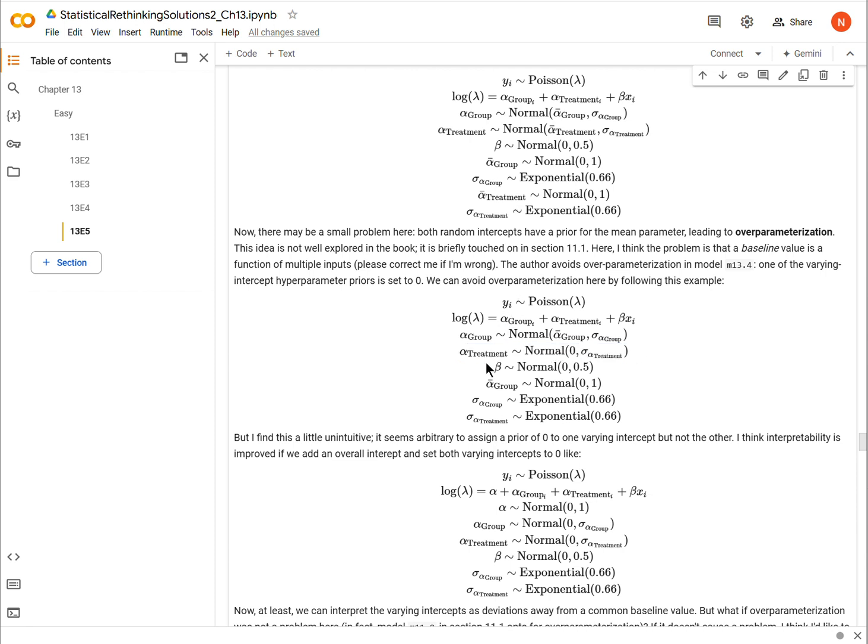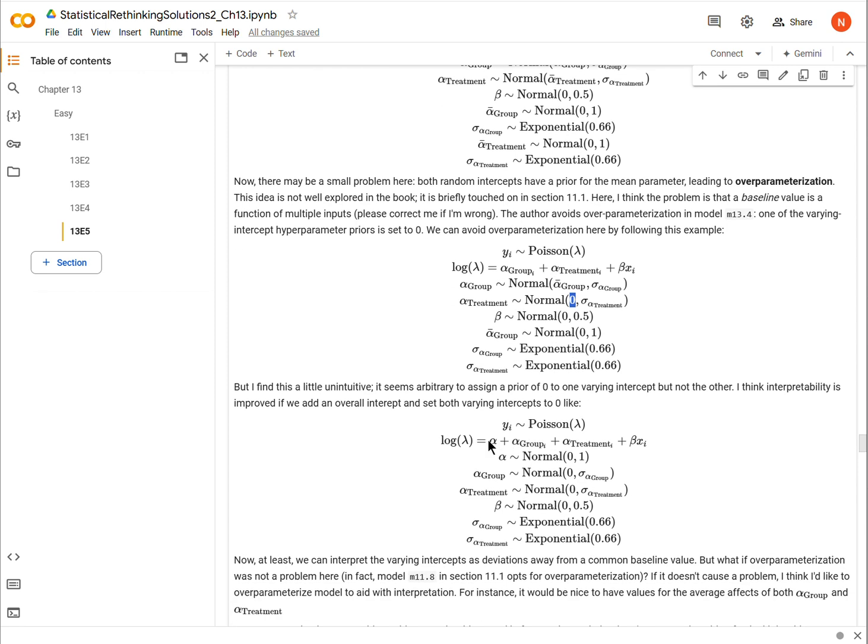Okay, but I might want a less biased estimate for alpha treatment here. But I've already biased it by setting it to some arbitrary value that is not going to be estimated. And so I think that another way that we could do this instead is to set a universal intercept alpha and estimate that, and then also have intercepts for group and treatment that are not hierarchical, and then we can interpret the alpha group and the alpha treatment as deviations away from this universal intercept.